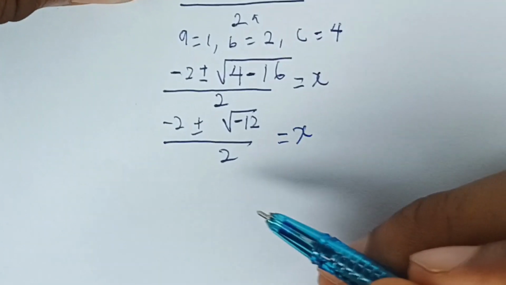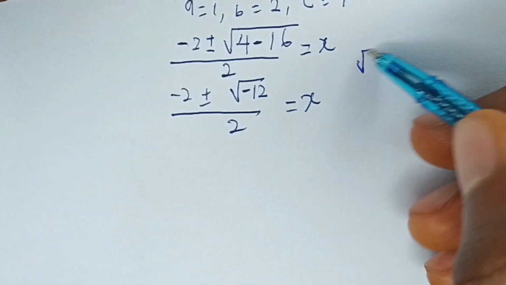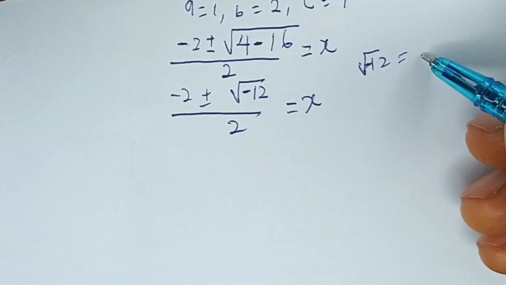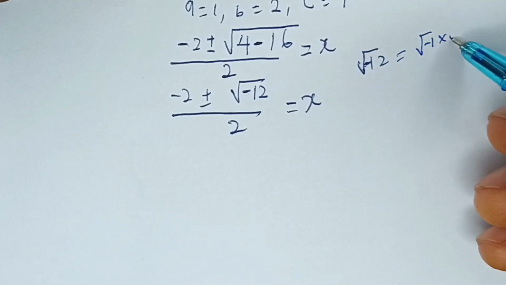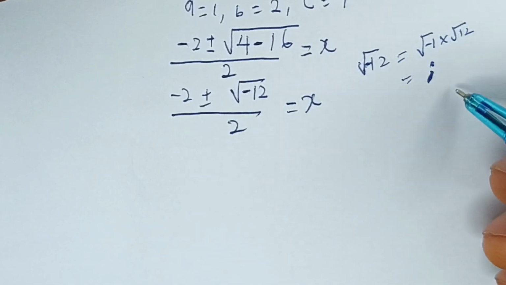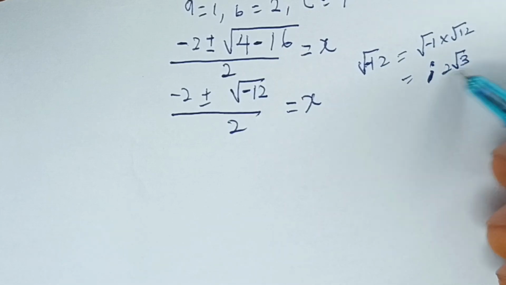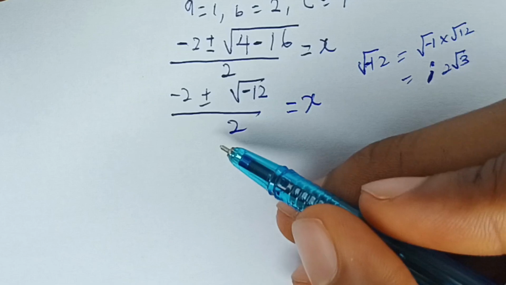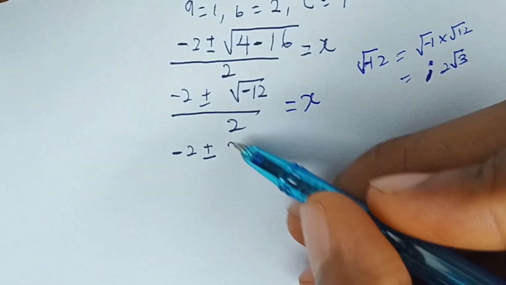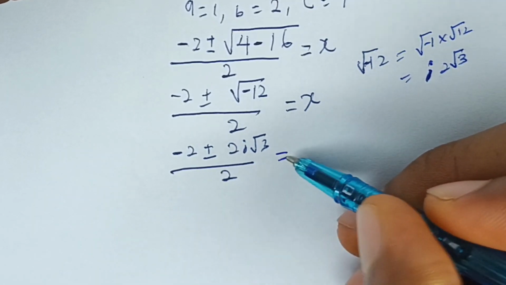Now from here we can choose to simplify this. So root of negative 12 is equal to root of negative 1 times root of 12. Root of negative 1 is i, so you can denote it with i. And root of 12 is 2 root 3. So 2 root 3i or 2i root 3 is equal to root 12. So we replace root 12 with 2i root 3. So I have minus 2 plus or minus 2i root 3 all over 2 becomes what x is.